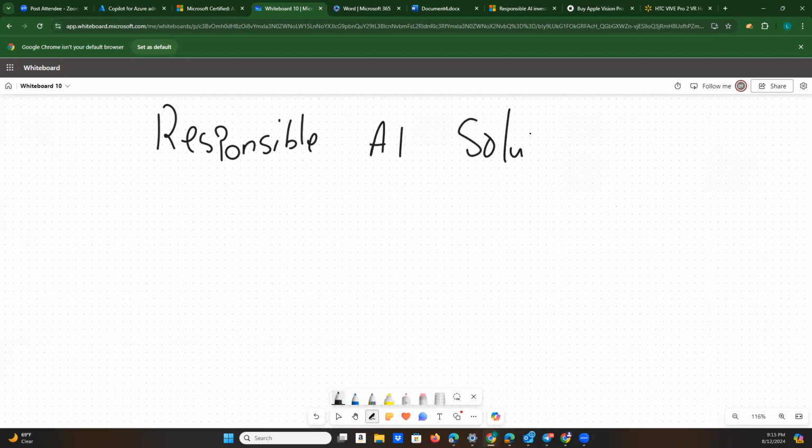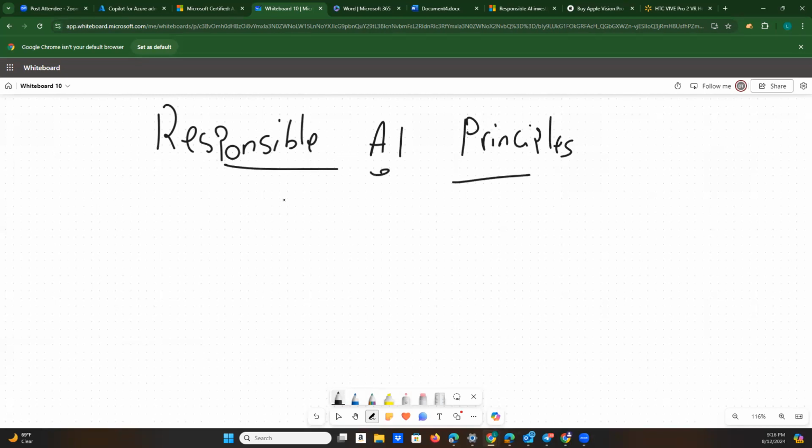Let's talk about responsible AI solutions, or principles, not solutions. Responsible AI principles. So, based on Microsoft provided materials, I think it cuts across 6 principles to consider for responsible AI.